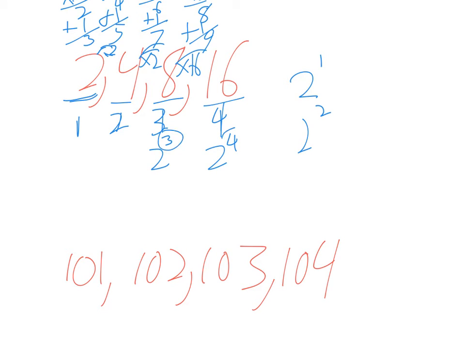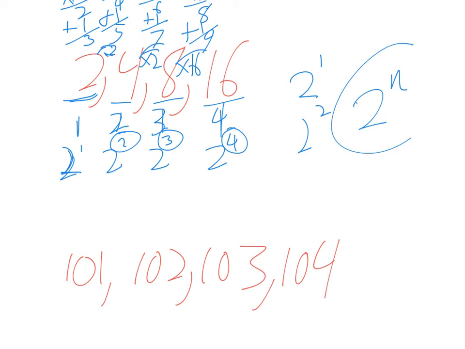So your term, or the n, is actually going to be your exponent. 2 to the first, 2 times itself once is just 2. So my expression becomes 2 to the n. And that's, again, if you're multiplying each term to get to the next one, you're probably looking at an exponent. Whereas if you're adding each term to get to the next one, you're probably looking at multiplication.